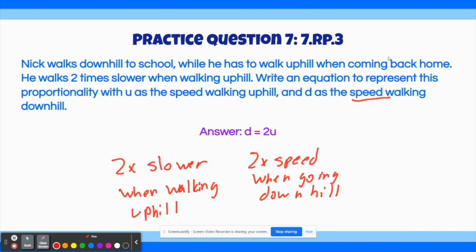So we can put this into an equation by saying d, his speed walking downhill, equals 2u, which is the speed he goes at when walking uphill. So our final answer is d equals 2u to represent the relationship of speed when Nick walks downhill and uphill.